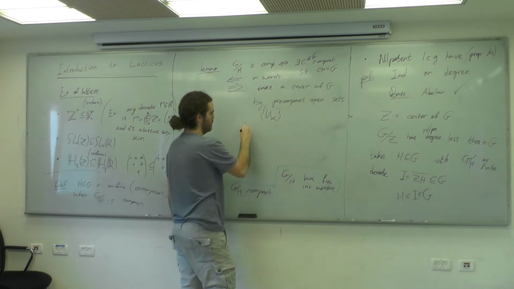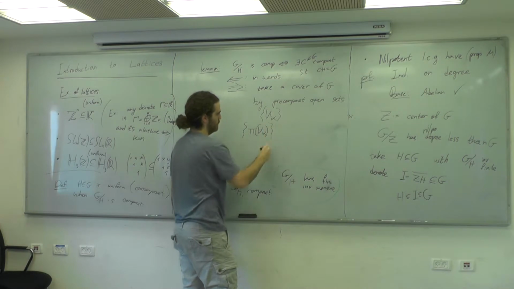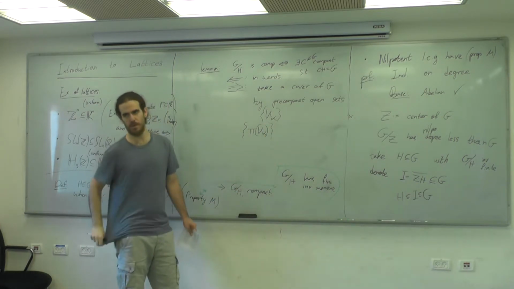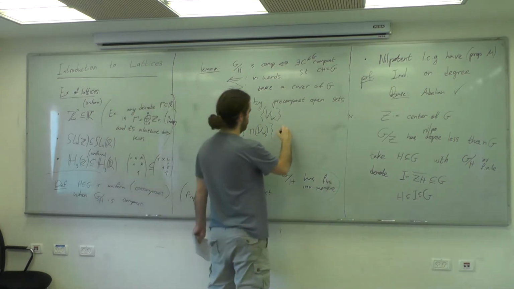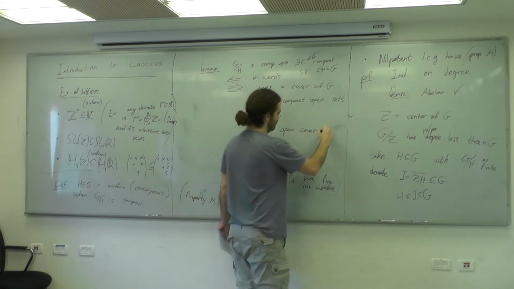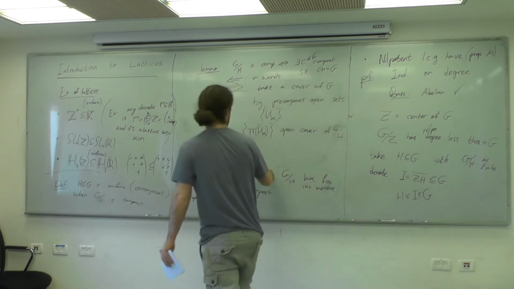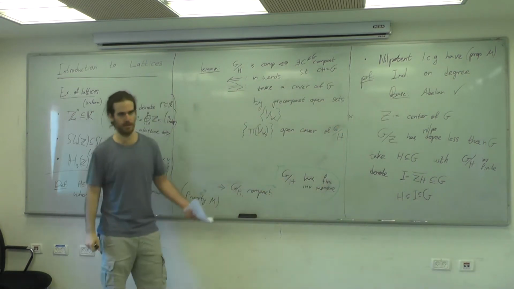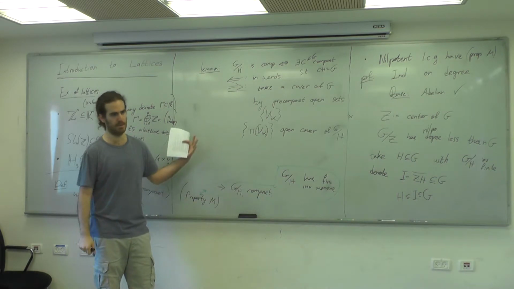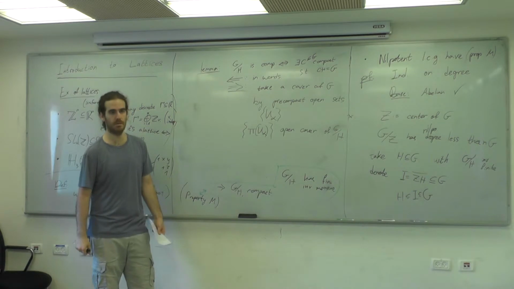And the projection of π(U_α), because π is an open map, will be an open cover of G mod H. So G mod H is compact, take a finite subcover, and choose the elements in the finite subcover in G. Why is π open?